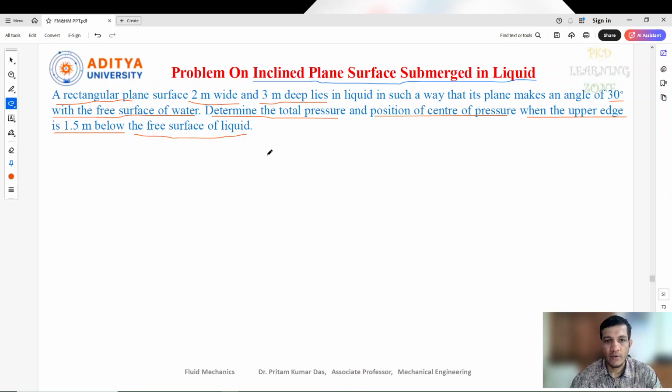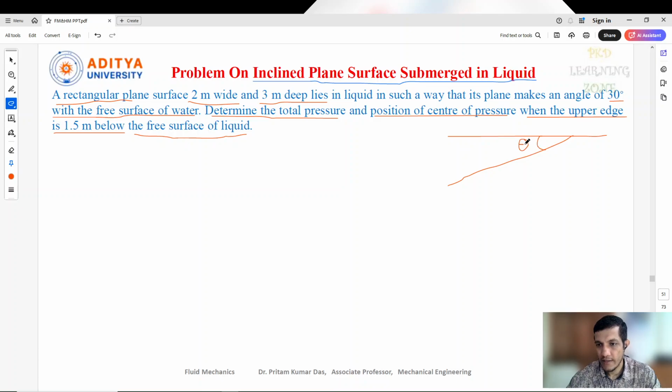Okay, so here only a few data are given. The width is given, the depth is given, the angle is given, and the upper edge below the free surface of the liquid is given. So by that we need to draw the diagram and identify the total pressure and position of the center of pressure. For this inclined plane, we first need to make the free surface of the liquid. So let's consider this is the free surface of the liquid, and let's draw a line with an angle of theta here.